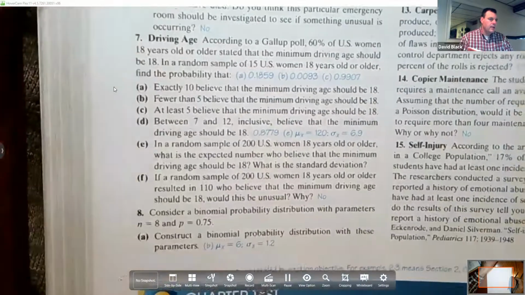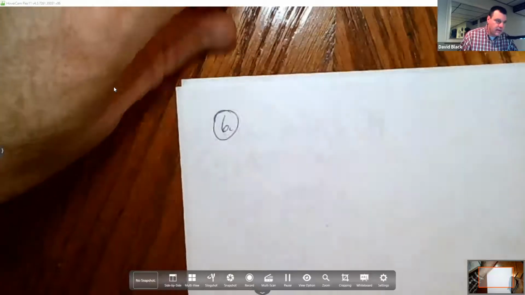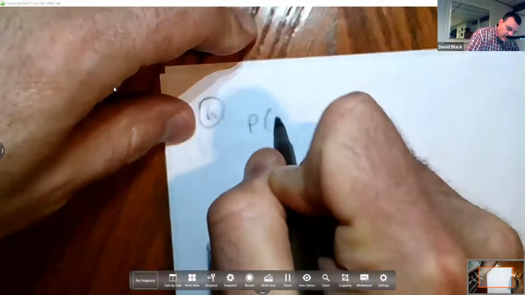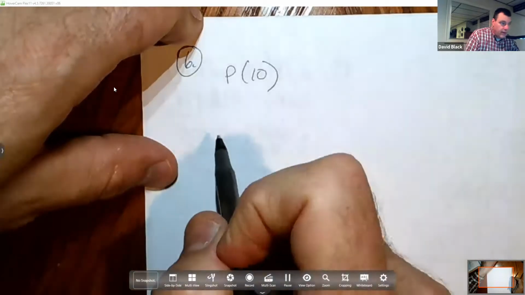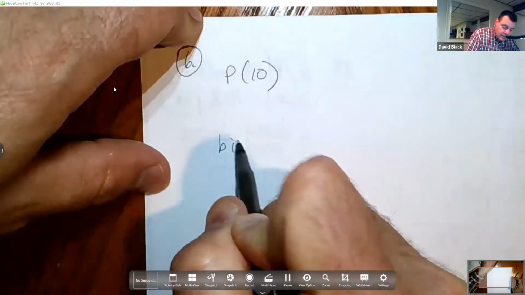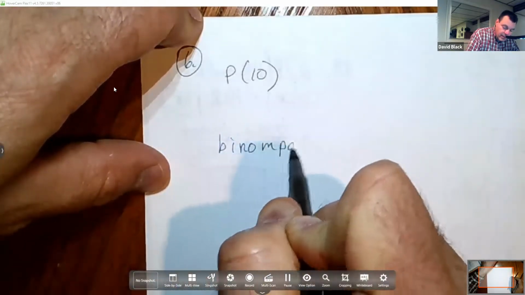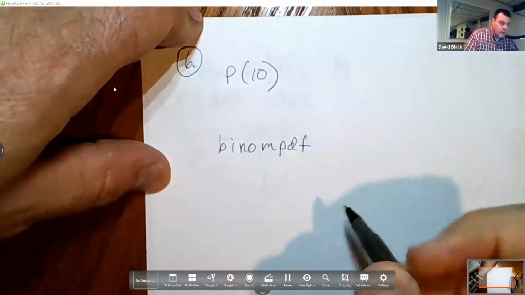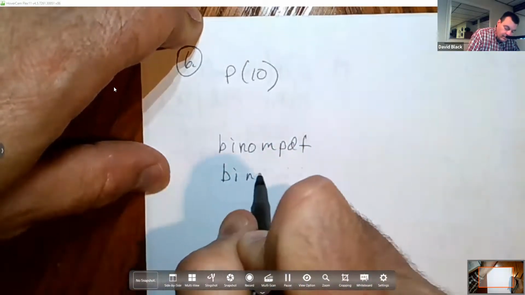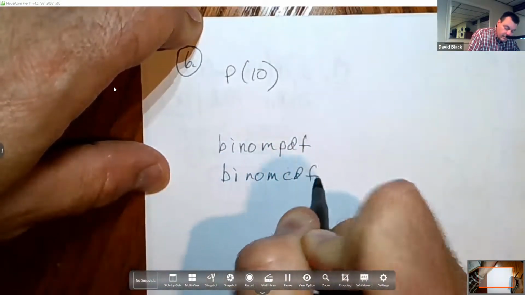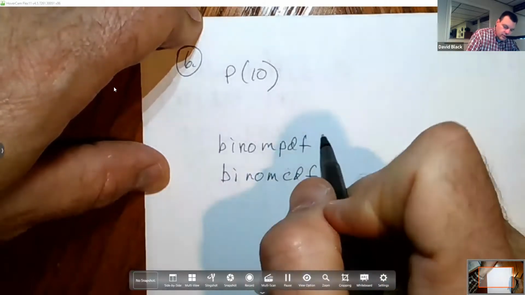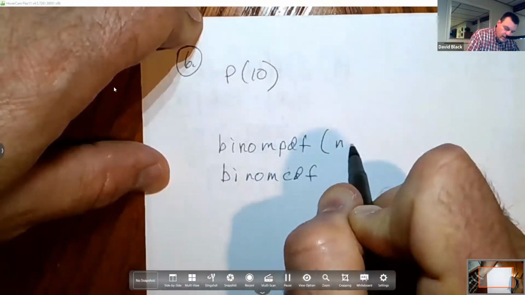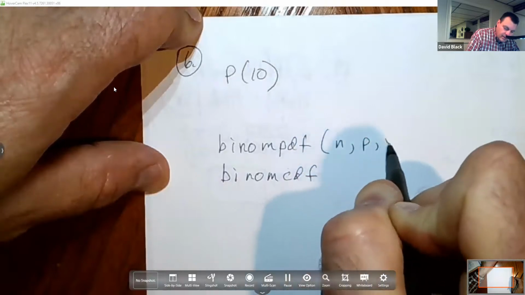On part A, we're looking for the probability that exactly 10 believe the driving age should be 18. So we're looking for the probability of 10. So last time, we said that if you've got a binomial probability problem, it's either going to be a binom PDF problem or it's going to be a binom CDF problem. It's going to be one of those two, and for both of them, we punch in the N, then the P, then the X.